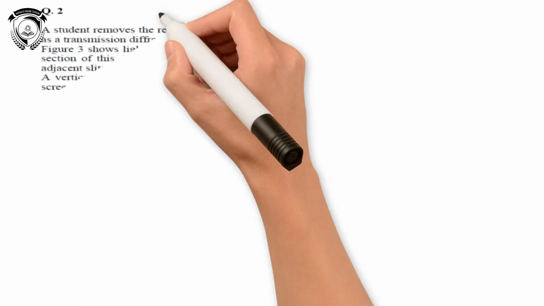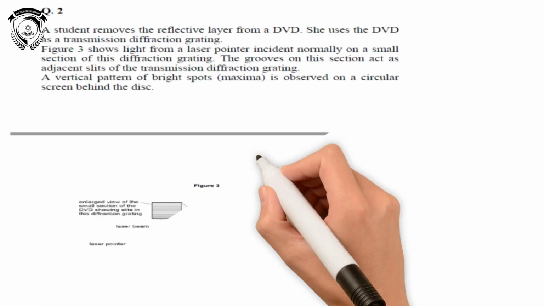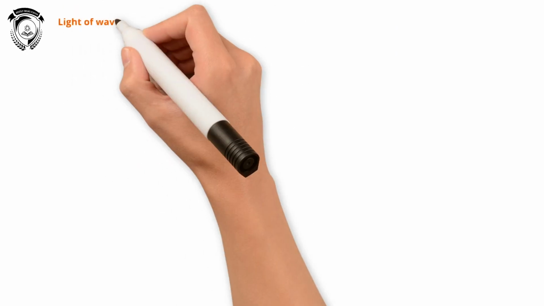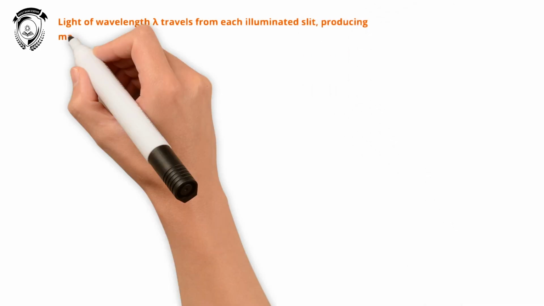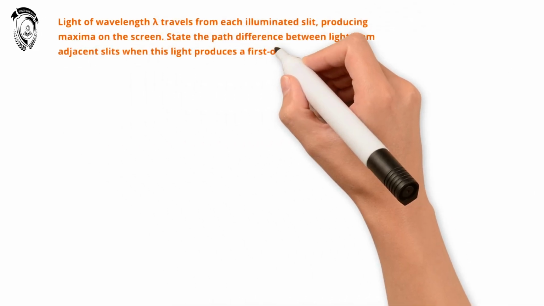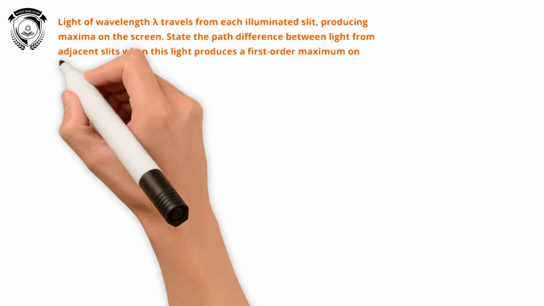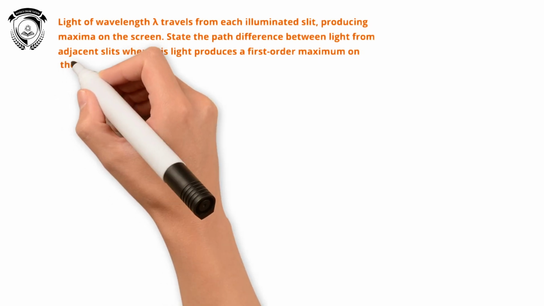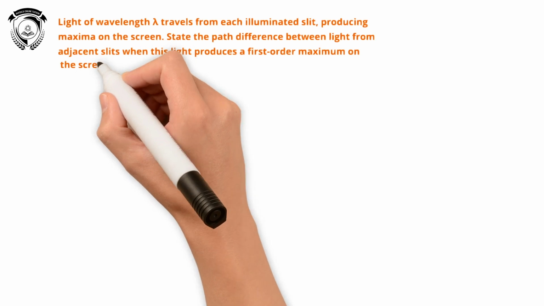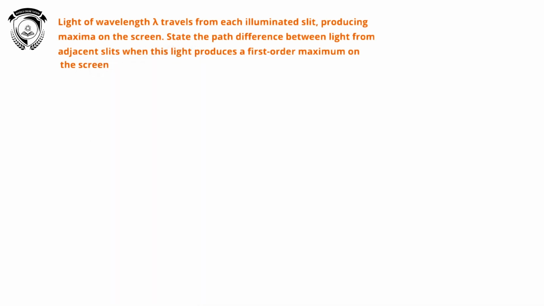Next question. They have given us a reflective layer from a DVD, and they said that she uses the DVD as a transmission diffraction grating. There is a laser pointing incident normally on a small section of the diffraction grating, and therefore there is a vertical pattern of bright spots on the screen. So the question is, what is the path difference?